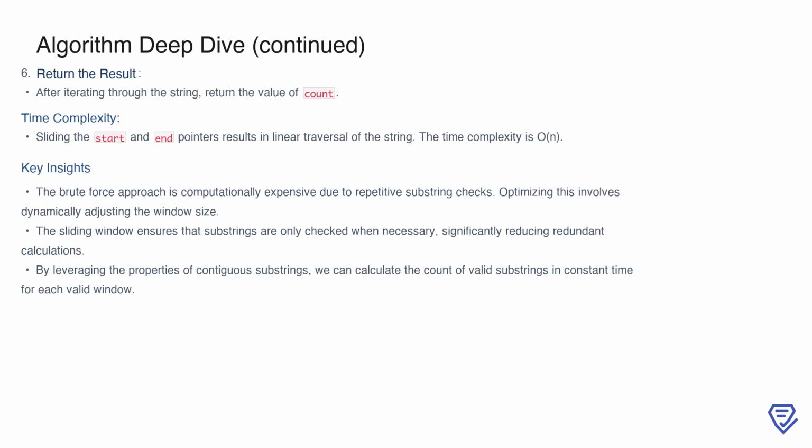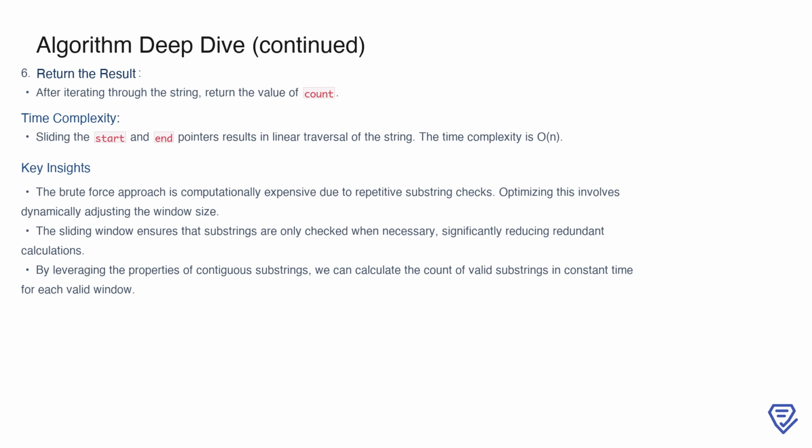This is because extending the window further will continue to include these three characters. At this point, we calculate the number of valid substrings within the current window. Specifically, substrings starting from start and ending anywhere from end to the end of the string are all valid. This count can be determined by adding len(s) - n to the count variable.